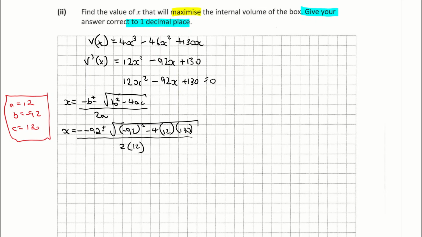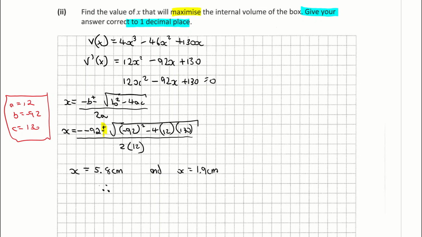And just to save a bit of time here, when I type that on my calculator, I need to do it for both the plus and the minus. So you're doing it twice in your calculator. So I'm getting x is equal to 5.8 centimeters. And then when I do it out again, I do x is equal to 1.9 centimeters.